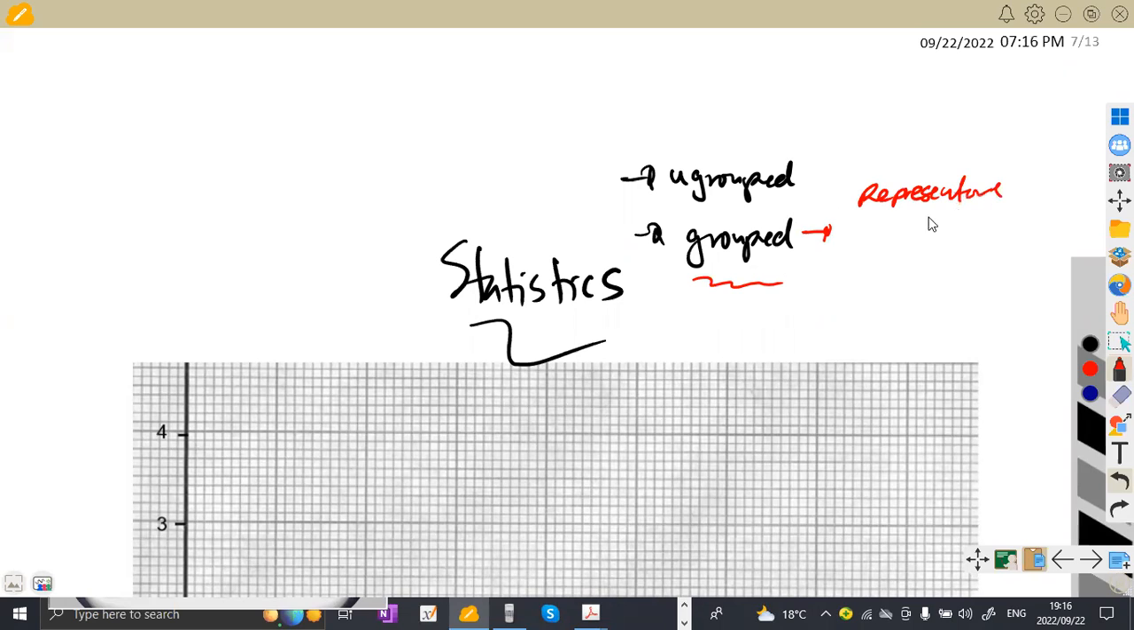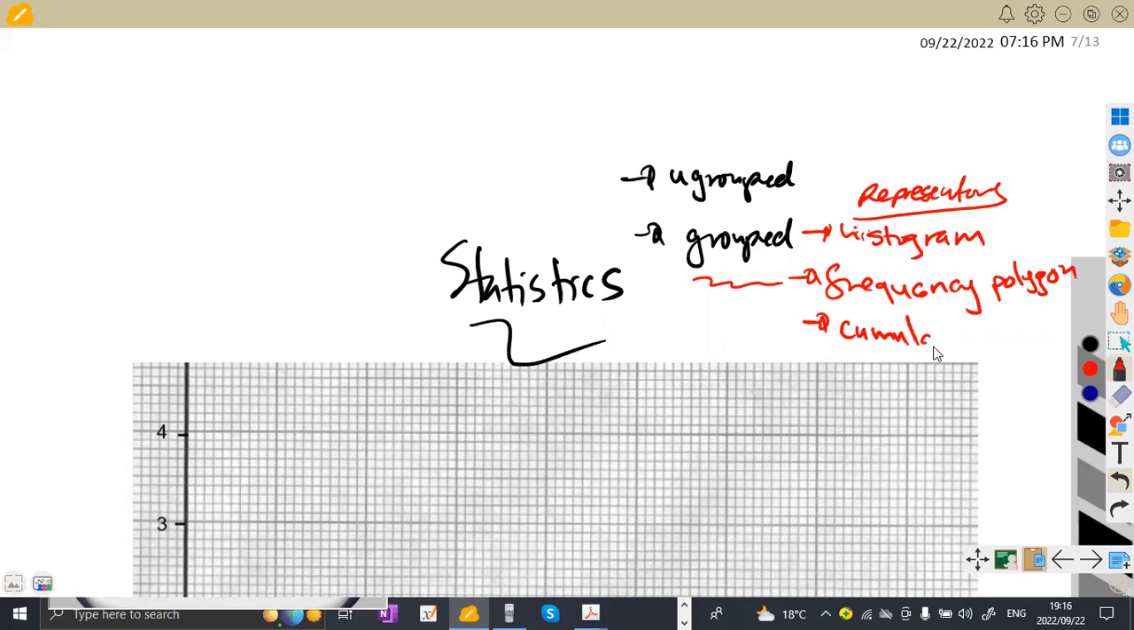So on grouped data, for you to represent the information, we are representing it on a number of graphs: the histogram and the frequency polygon. Whenever you're dealing with grouped information, you also have the cumulative frequency curve, which can also be called the ogive.